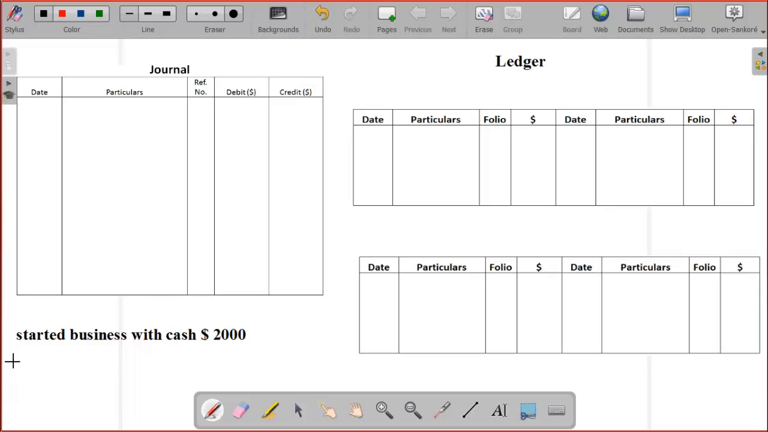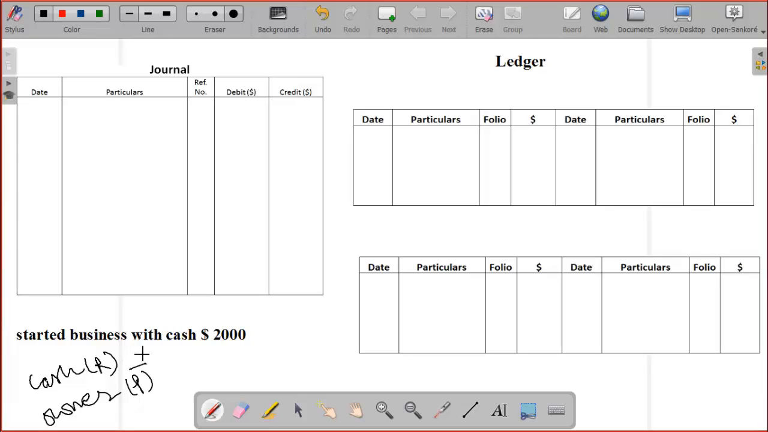Now see what happened. First see in this transaction what happened. Due to this transaction, cash comes into the business. Getting my point? Cash comes into the business, and cash is a real account. And who gave this money? Owner. And owner is a personal account.